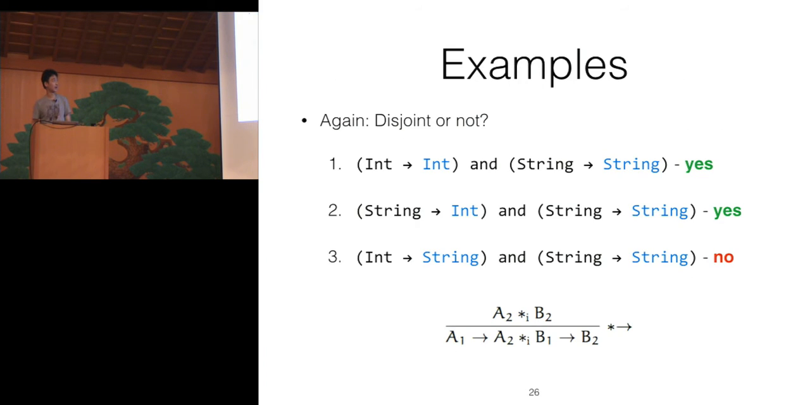So we can use that rule to check whether two function types are disjoint or not algorithmically. We can revisit our examples in the previous slide, apply the rule, and see that actually the third example violates the disjointness constraint. So the answer is no. But for the first two, you actually cannot find counterexamples, so they are considered disjoint.